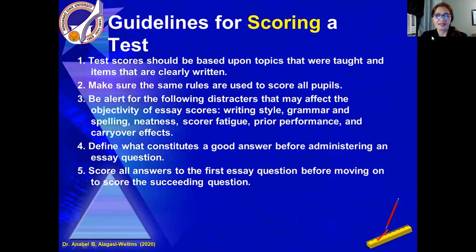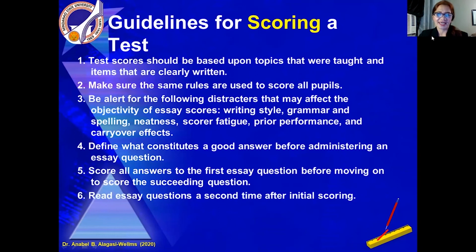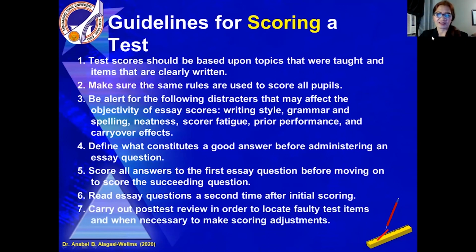When you score, when you rate the essay question, you always rate the first essay question before moving to the next. Read the essay questions a second time after initial scoring. Okay, so it's very important that you read the question again before you answer. You give the final rating to the answers, and then carry out post-test review in order to locate faulty test items and when necessary to make scoring adjustments. So when you score a test, you conduct a post-test review after giving the test, and then you have already given them the scores. You have to discuss to them their scores so they will know where they performed poorly, and they will be able to make adjustments, and they also learn from their mistakes.